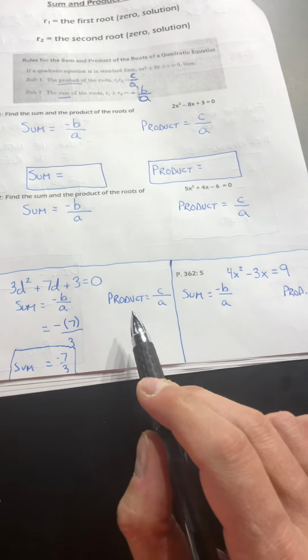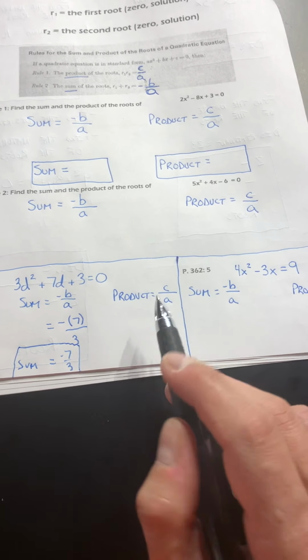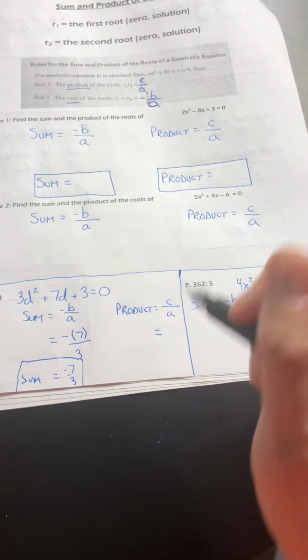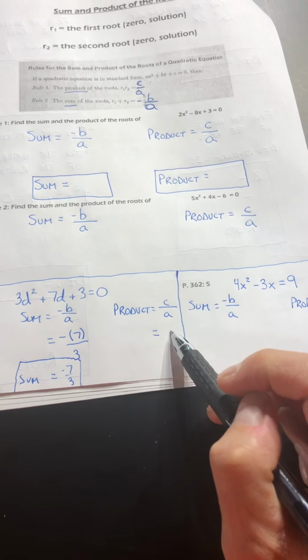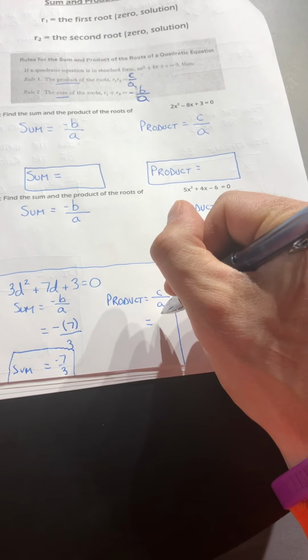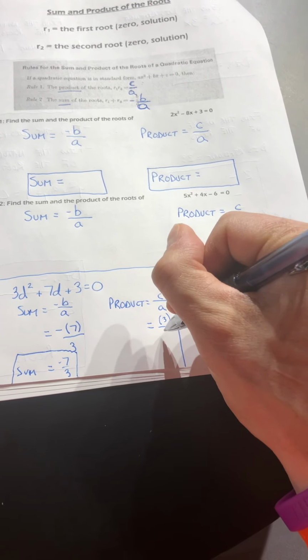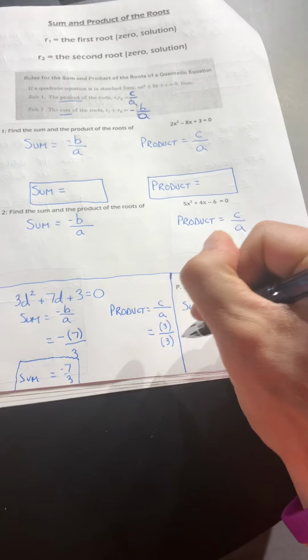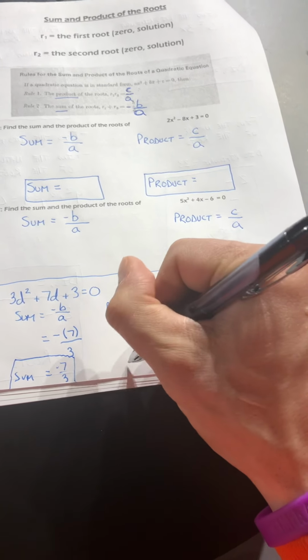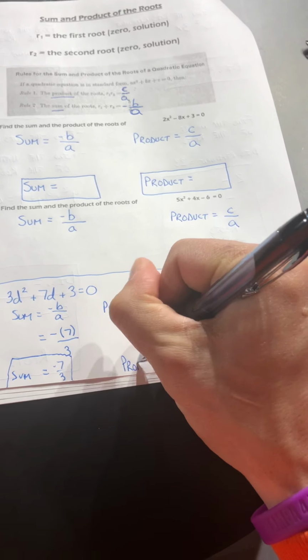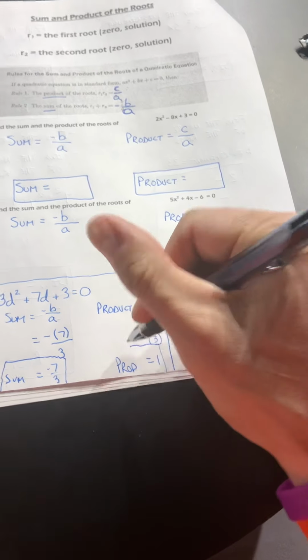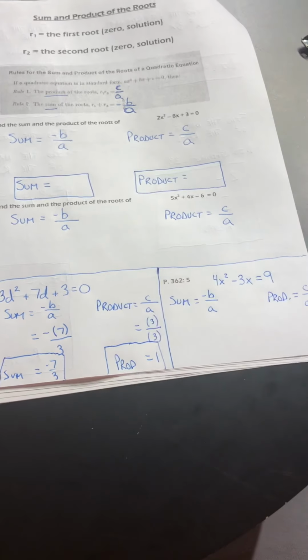Now we're going to find the product. Product is pretty direct as well. The shortcut is c over a. So our c value is 3, and our a value is 3. 3 divided by 3 is just 1. So that's our product, and those are the two answers.